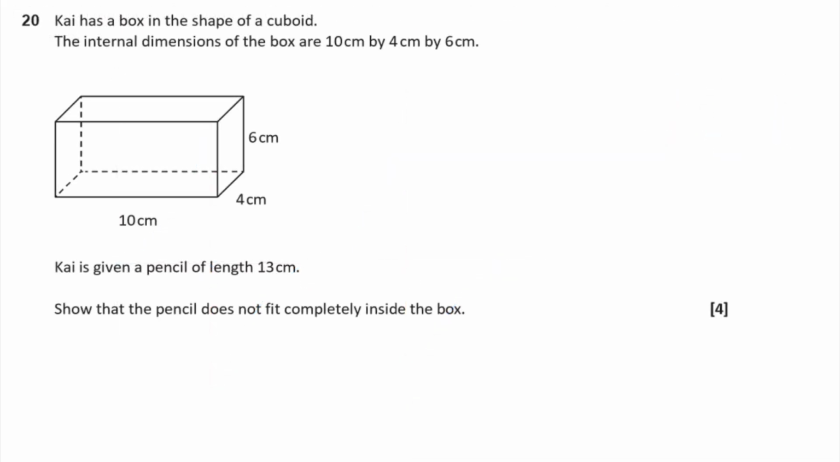Question 20. Kai has a box in the shape of a cuboid. The internal dimensions of the box are 10 by 4 by 6. Kai is given a pencil of length 13 centimeters.